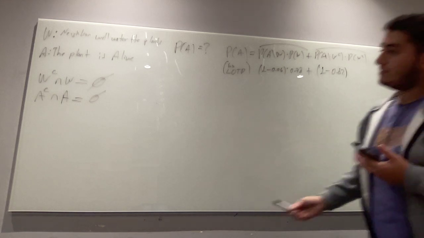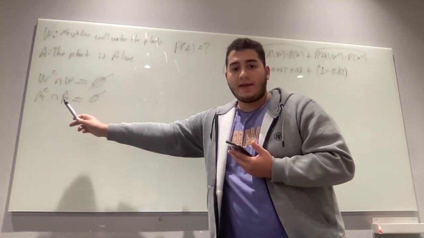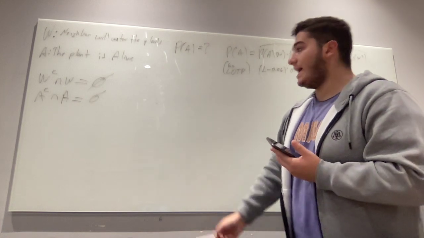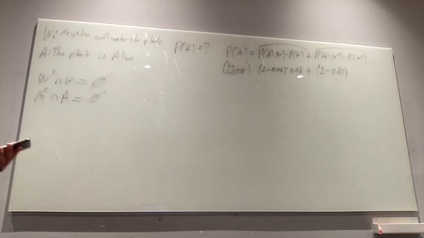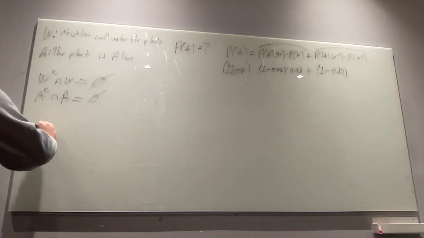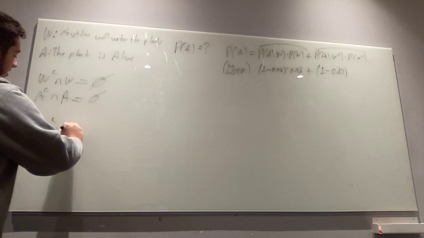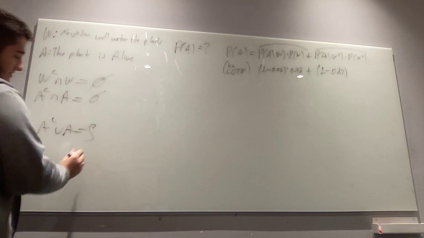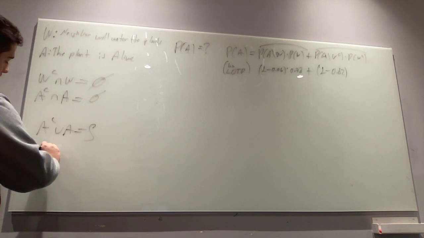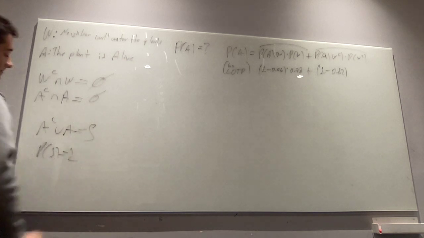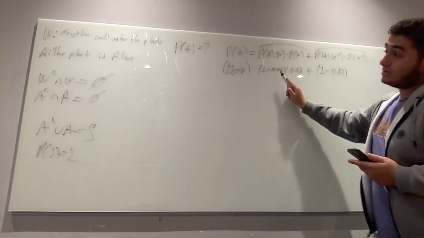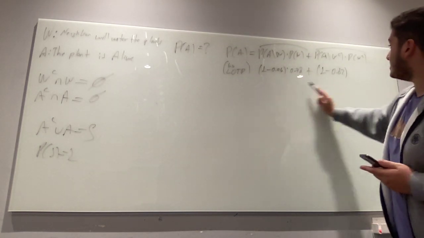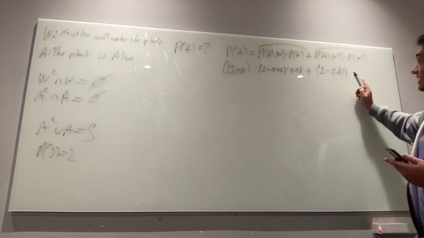Why again? Because A complement, that's the plant is dead, and A constitute a partition. And two events that constitute a partition, their union is the sample space, and probability of the sample space is always 1. Therefore, 1 minus 0.06 for that part and 1 minus 0.82 for that part.